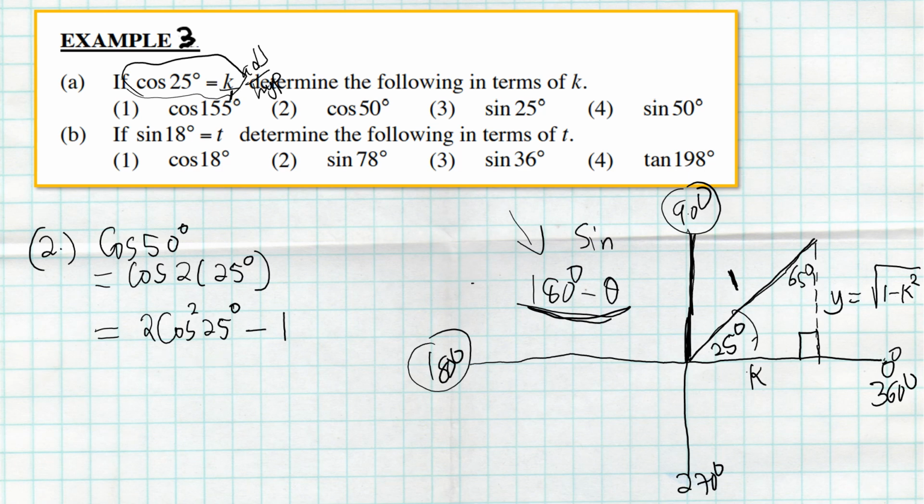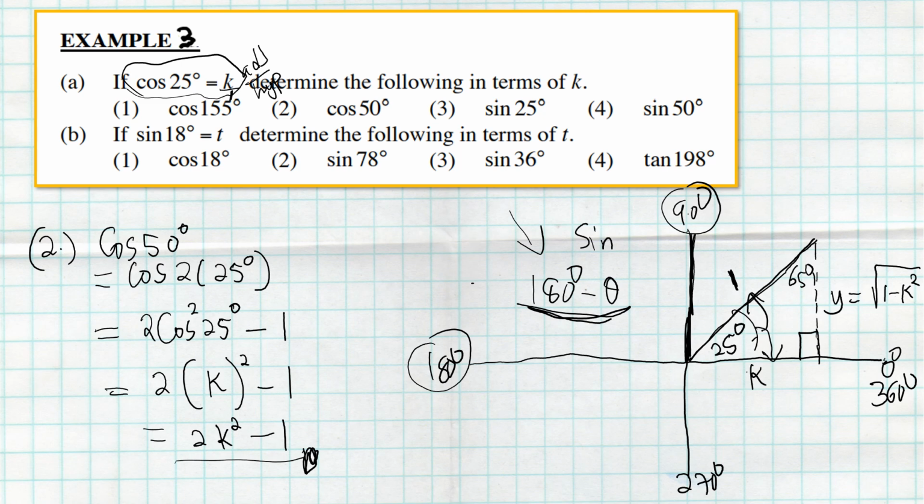Then after that, it will be what? 2 times, what is our cos 25 on the diagram? It is adjacent over hypotenuse. So it's k over 1, which is k, right? But this is squared, minus 1. So this will be 2k squared minus 1. Can you see? It's 2k squared minus 1.